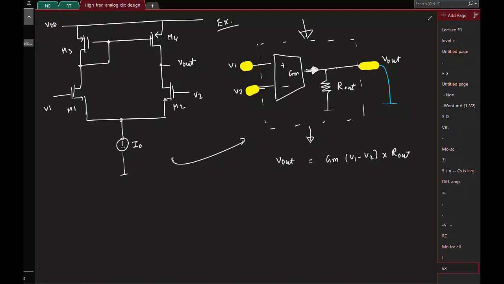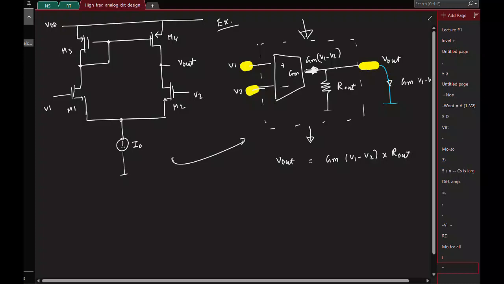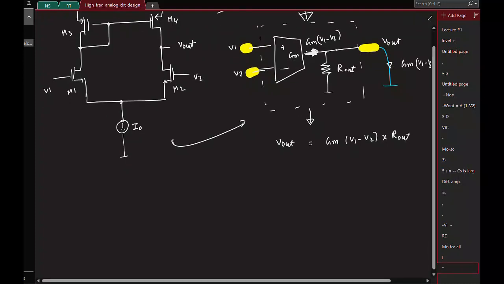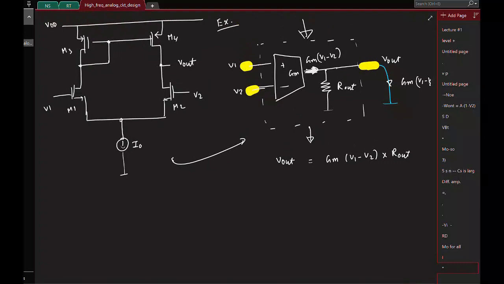If I apply V1 and V2, the current coming out of this block is GM times V1 minus V2. Now if the output is shorted, where will this current flow? It will completely flow through the short circuit. So you can short circuit the output, measure the current flowing in, and divide by the voltage, that gives the GM. This is the short circuit GM. Okay, so we'll do the same thing for our circuit also.